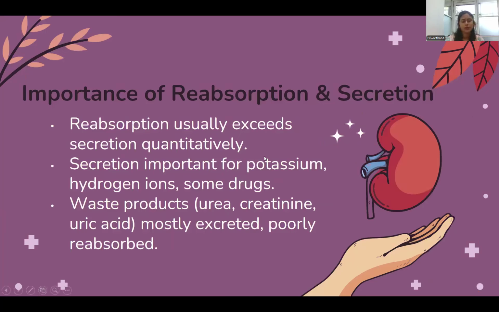So what is the importance of reabsorption and secretion? Reabsorption usually exceeds secretion quantitatively, so there is more reabsorption at the renal tubules. Secretion is important for potassium, hydrogen ions, and some drugs, to maintain balance. Waste products like urea, creatinine, and uric acid are mostly excreted and poorly reabsorbed, because we want to excrete them and not reabsorb them and keep them in the blood.